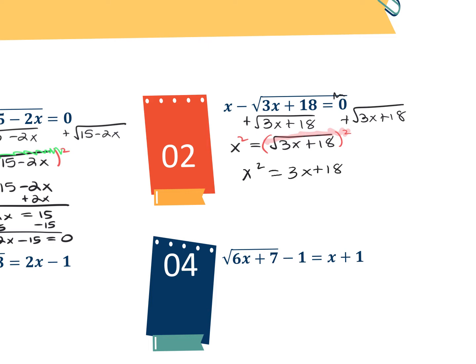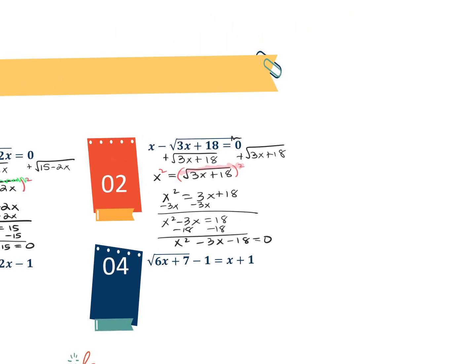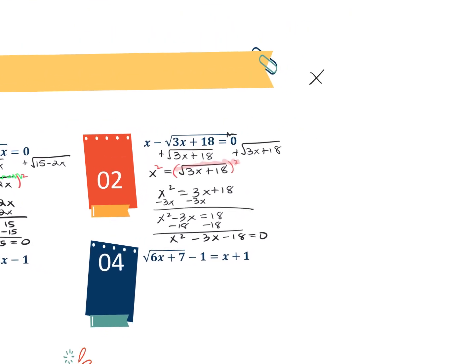I need to get it into standard form. So I'm going to subtract the 3x. x squared minus 3x equals 18. Subtract the 18. And now I have a quadratic equation in standard form that I can solve either by factoring if it's factorable, quadratic formula, or completing the square. This is factorable, and I'm going to factor it because for me, factoring is the fastest way. So I'm going to come on over here, rewrite the problem.